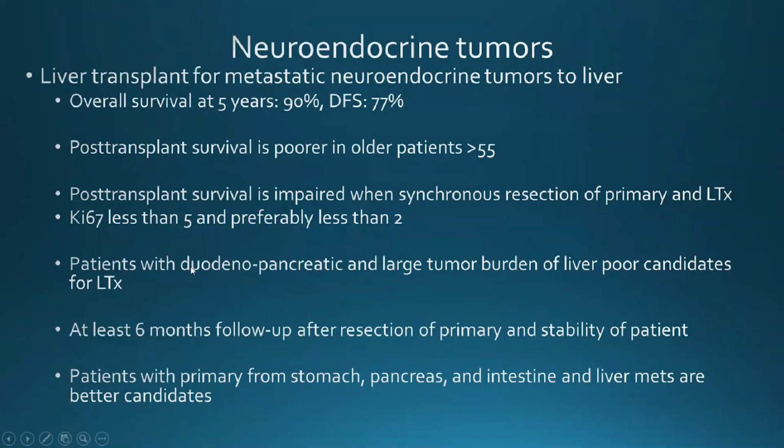If the patient has duodenopancreatic tumor and large tumor burden of the liver, they have poorer prognosis than smaller tumor burden of the liver. But there should be at least 6 months follow-up after resection of the primary tumor, whether it's in pancreas or anywhere, and we see stability of the patient before we consider doing liver transplant in these patients. And patients with primary from stomach, pancreas, and intestine and liver mets are better candidates, as we discussed.